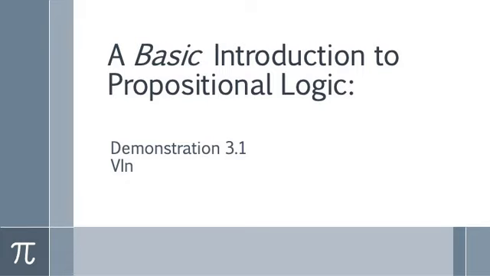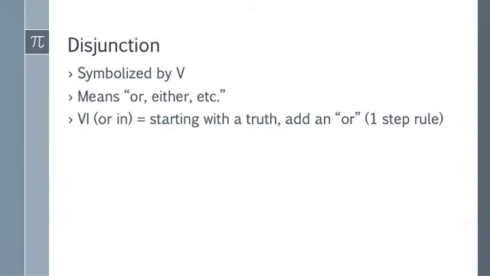A basic introduction to propositional logic. Demonstration 3.1, or in. A disjunction is symbolized by the V or wedge symbol. It means or, either, etc. Or in means that starting with the truth, you can add an or to it. It is a one-step rule.